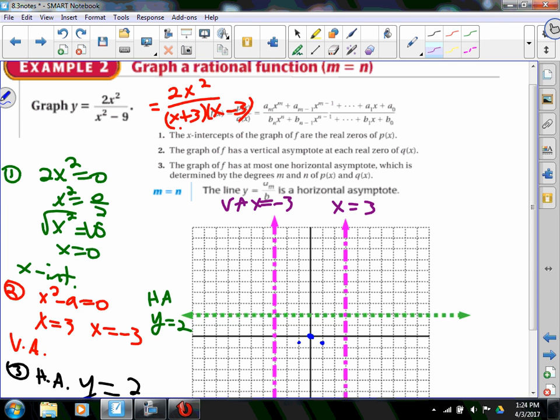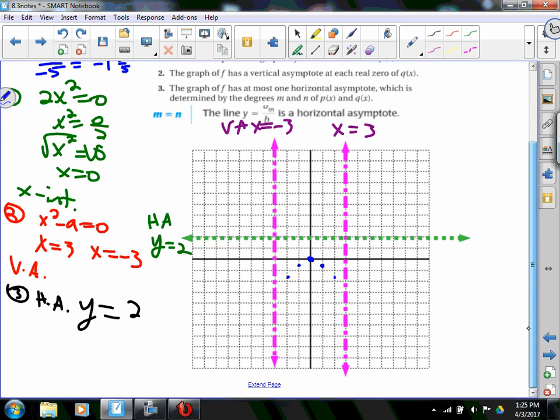Let's pick 2. When x is 2, we'd have 2 times 2 squared. 2 squared is 4. 2 times 4 is 8. And then in the denominator, we're going to have 2 squared, or 4, minus 9. So that's going to be 8 divided by negative 5. That's negative 1 and 3/5. So you kind of get an idea what's going on there. The graph is going to kind of look like this here.